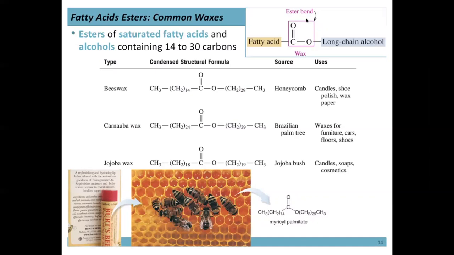So those are classified as lipids because if you went to extract, they would go into the nonpolar solvent. So related to waxes are triacylglycerols.